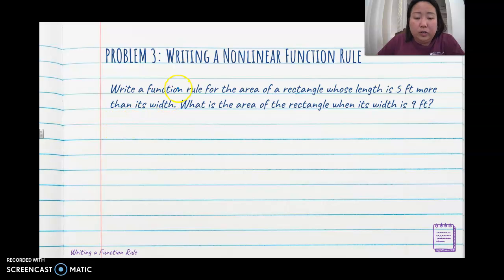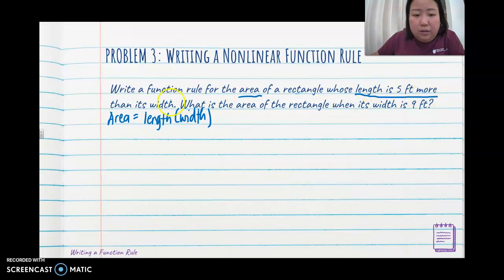Okay, so for starters, what do we know about solving the area of a rectangle? So we know that area is going to be length times the width, okay? Now, according to this problem, the length is 5 feet more than its width. So because of this, we can represent our length. So the length L equals 5 feet more than its width. So we can represent it as W plus 5.